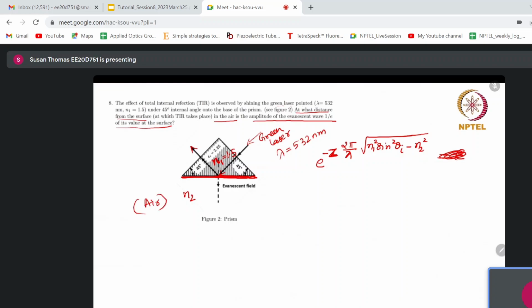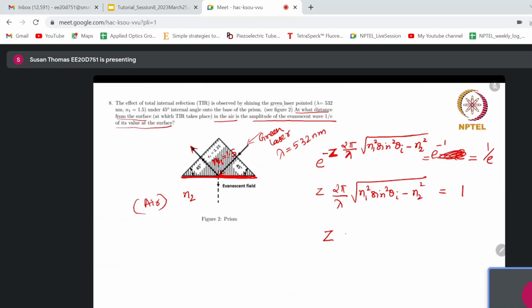Green light is being shined onto the prism, total internal reflection takes place, and in air, at what distance will the evanescent field have an amplitude 1 by e? Or I can write it as e raised to minus 1. So equating either sides, we can easily write Z 2 pi by lambda root of n1 square sine square theta I minus n2 square is equal to 1.